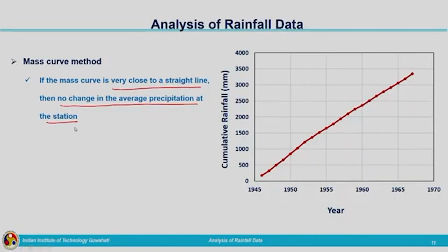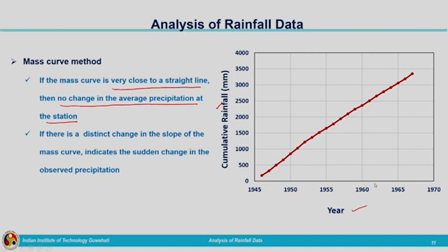If it is very close to a straight line, then we can assume that there is no inconsistency. This way, if we have plotted the cumulative rainfall versus time, then we make a straight line and see whether there is any variation from the straight line. If there is a distinct change in the slope of the mass curve, that indicates a sudden change in the observed precipitation.